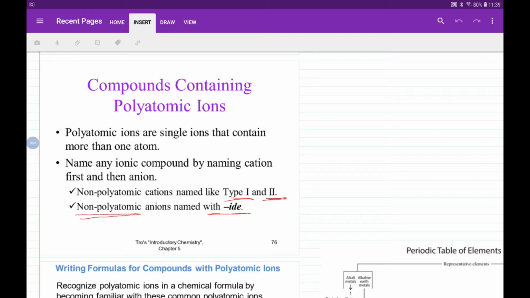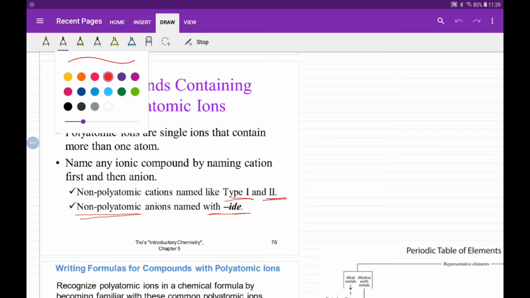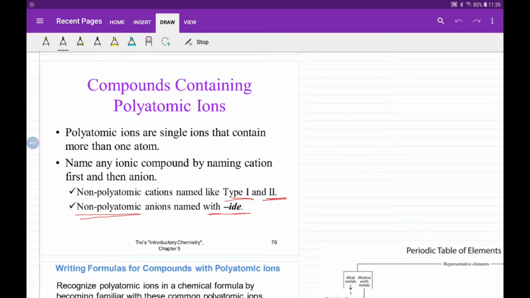So when we say polyatomic ions, we are referring to the fact that these ions contain more than one atom. Okay? They contain more than one atom. Now, when we name these ionic compounds, we have to take into account first whether they contain polyatomic ions or not. When we named them, the anion naming ended with IDE, if you recall.